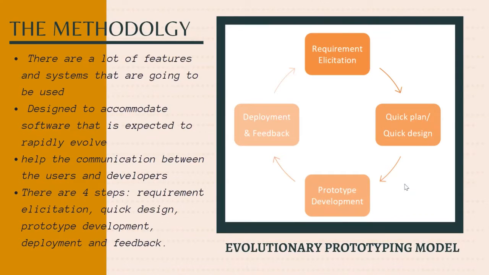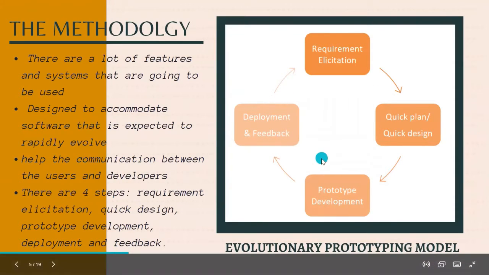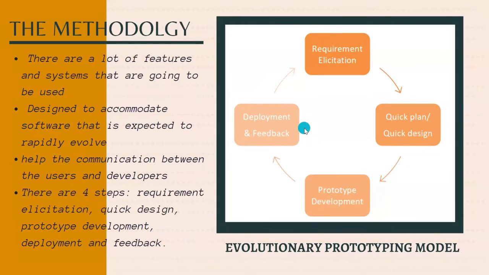We chose the evolutionary prototyping model for our project. It has 4 steps: requirement elicitation, quick plan or design, prototype development, and deployment and feedback. And it goes on and on. We chose this because it is helpful to accommodate software that is expected to rapidly evolve. It also helps in the communication between the user and developers. Because in this type of project, we need to communicate with the user from time to time, as we have many features that need to be adjusted from time to time.